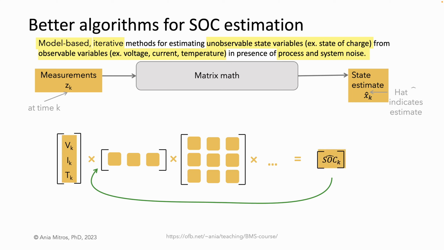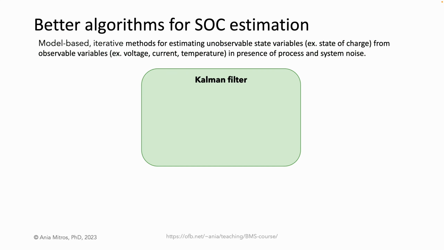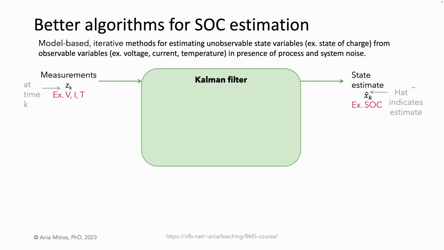We won't go through all the math in this lecture. We will go far enough for a conceptual feel for some key aspects. The Kalman filter is the most famous in this family of methods. The inputs are often denoted as Z of k, where k indicates time. The output is the state estimate, such as state of charge, often denoted as x hat of k. The hat indicates that this is an estimated quantity. Both zk and x hat k can be vectors, that is, they can contain multiple values.